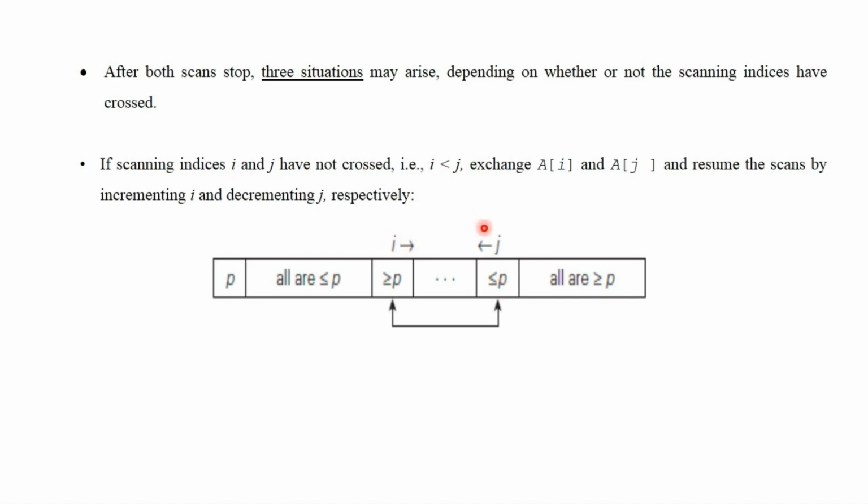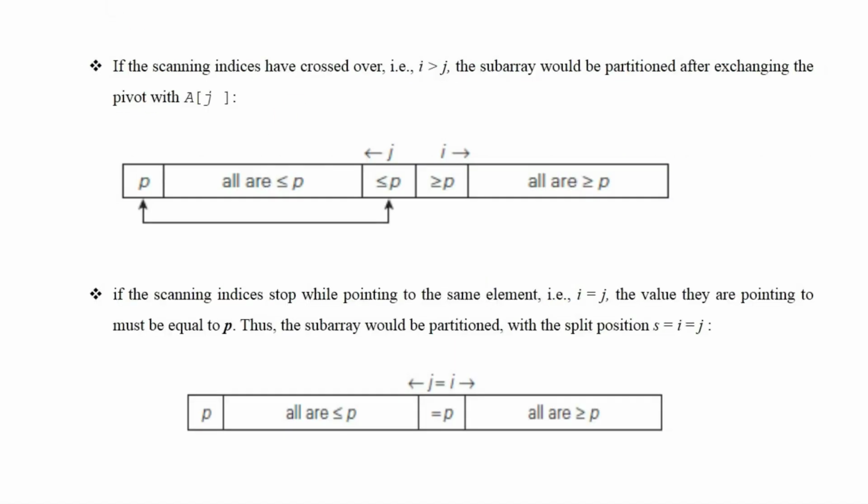Since i was lesser than j, you have swapped this element with this element. Next you are going to increment i, decrement j and continue with the scanning. When scanning stops, if the scanning indices have crossed over, that is i value has become greater than j, so i is pointing in this direction here and j is pointing here. That means j is smaller than i.